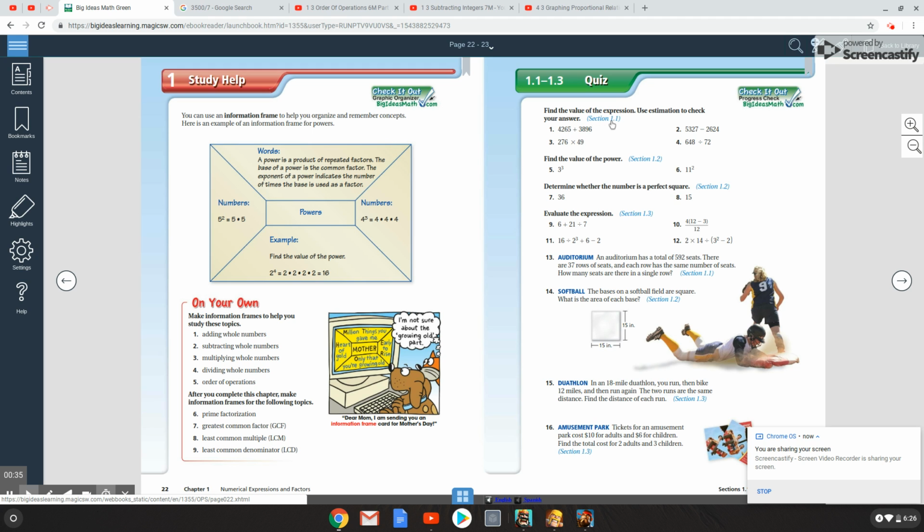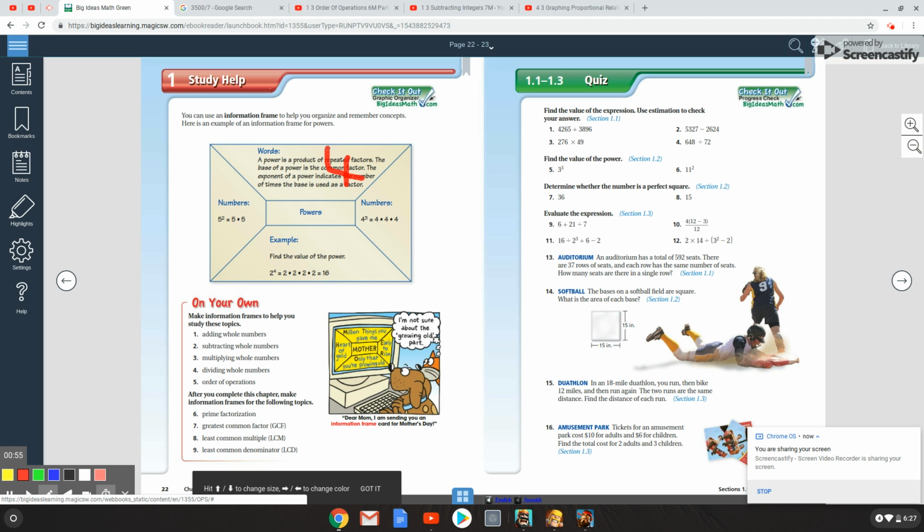Also, as you can see, each question is labeled with a section: 1.1, 1.2, or 1.3. So if you don't get a question, for example, if you don't get question 13, then you can see that it's from section 1.1. So you can go to my 1.1 video, rewatch it, and then you'll know how to solve it. So let's get started.